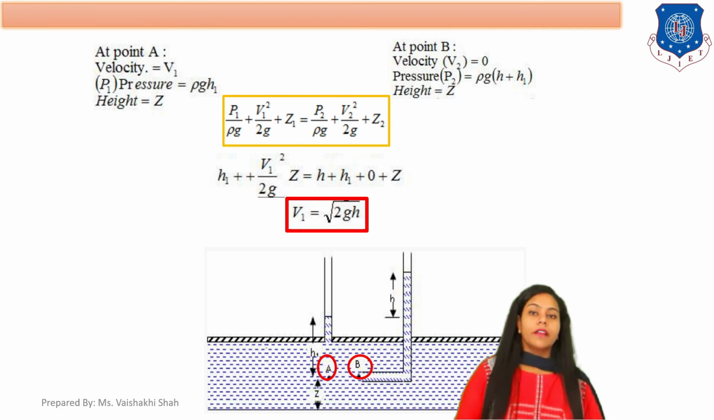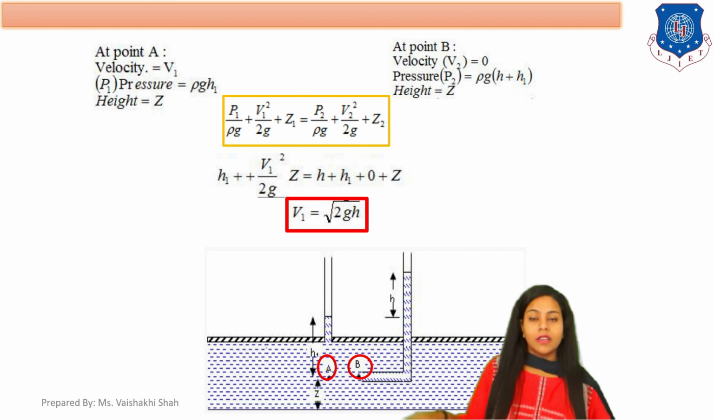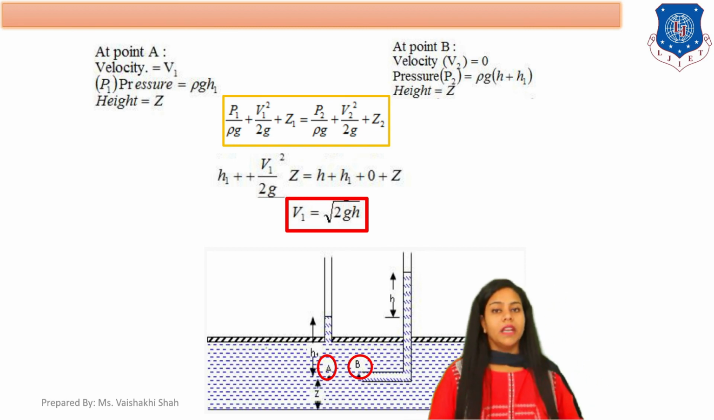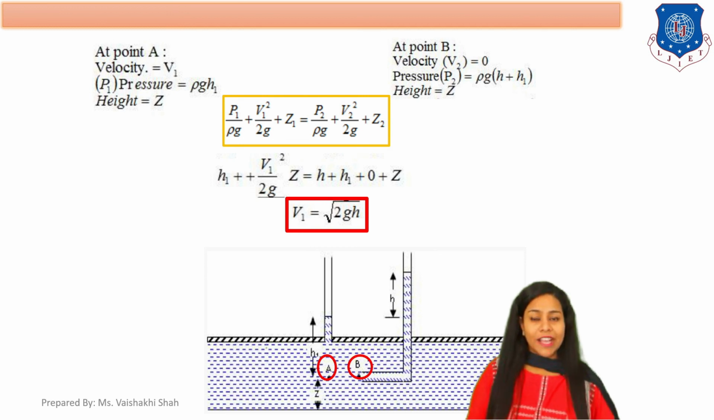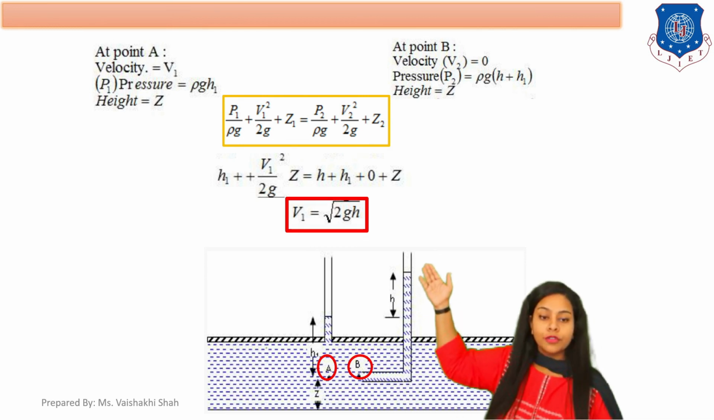So velocity equals under root 2gh, and we will use this equation in so many examples and topics in our remaining chapters. So remember the equation to find velocity: velocity equals under root 2gh.